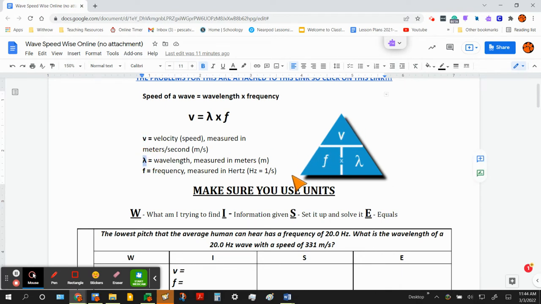For example, if I'm looking for wavelength, I'm going to cover up wavelength in the triangle, and I literally have v on top of f. So v over f, v divided by f. That's how you find it. For frequency, I'm trying to find the frequency, then what I'm doing is covering up f. I have speed of the wave divided by the wavelength, which will give me the frequency. It works like that every time. Whatever you're trying to find, cover it up, and it will reveal the formula you use. Make sure you use the correct units as well.